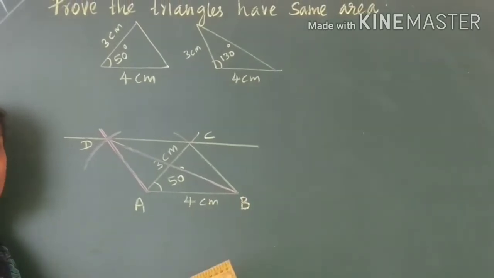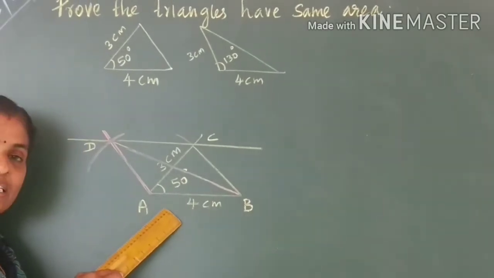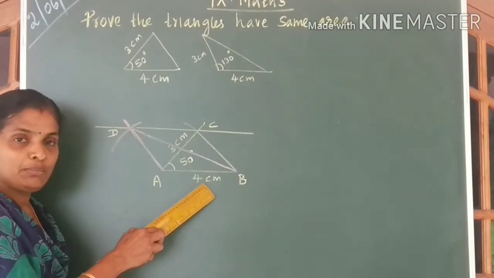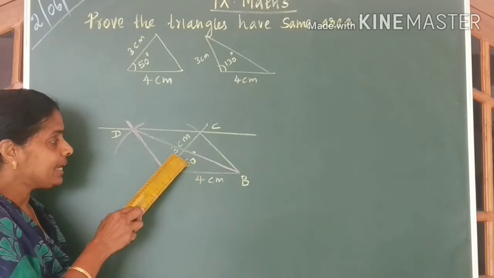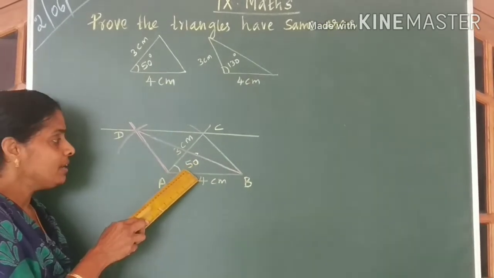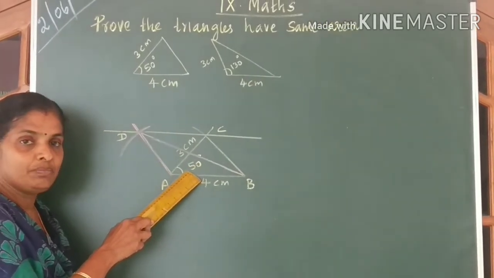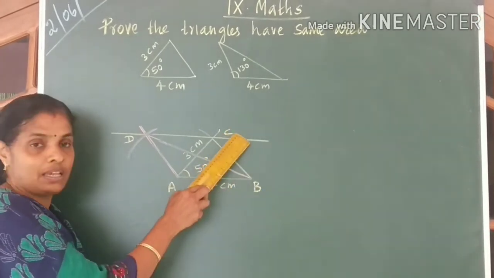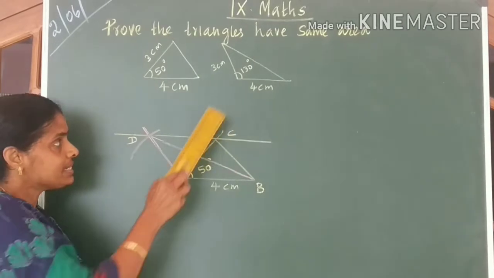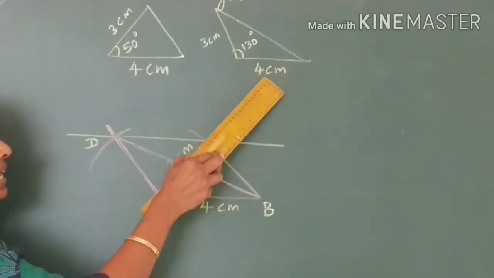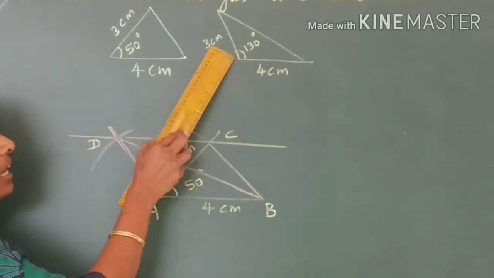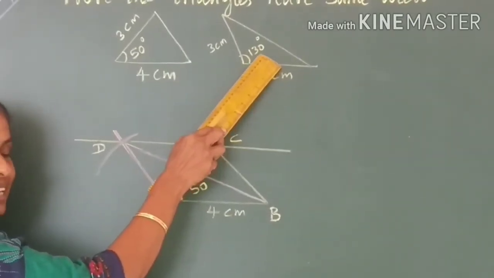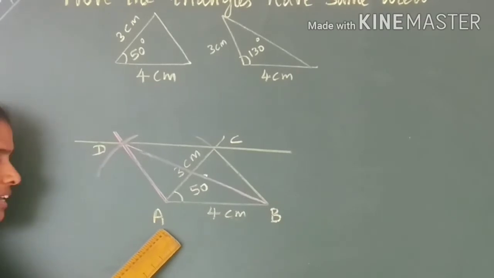See, for you to understand, I have drawn it on the board. 4 centimeter base, 3 centimeter is one side, 50 degree is one angle. So you got triangle ABC. Second triangle, sides are 4, 3, but the angle is obtuse, 130 degree. That you can see here.